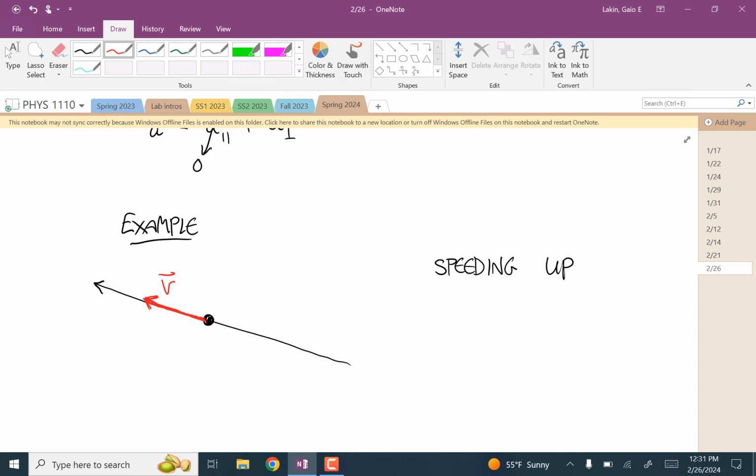It's speeding up, so is the parallel part of the acceleration in the same direction as velocity or the opposite direction? Same. So that is A parallel. It's not turning, so there's no perpendicular part of the acceleration. And that says that the total acceleration then is in the same direction as the parallel part.